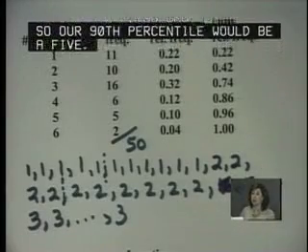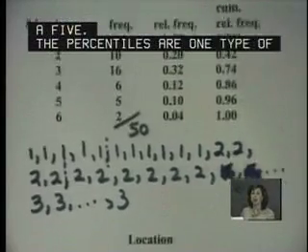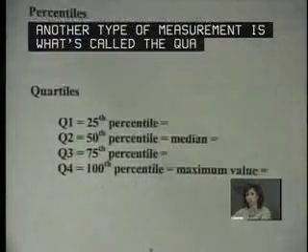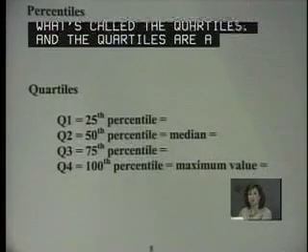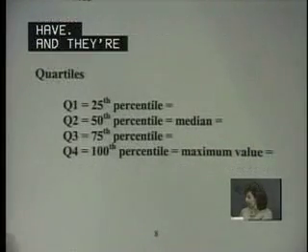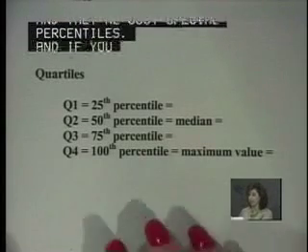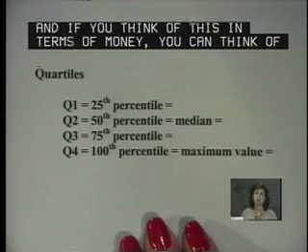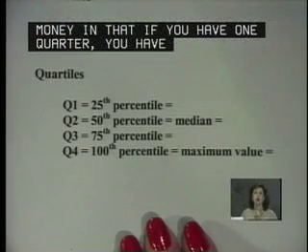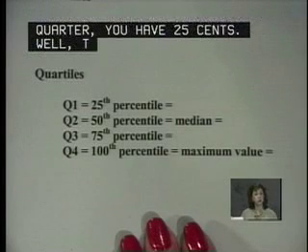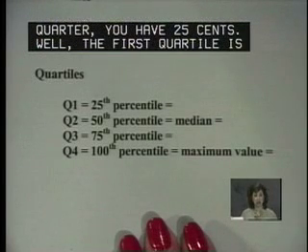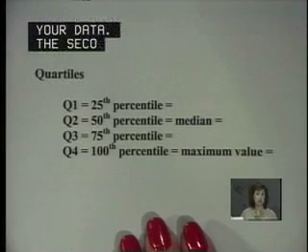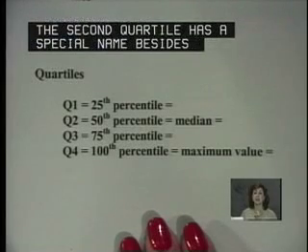The percentiles are one type of measure of location. Another type of measurement is what's called the quartiles. And the quartiles are just special percentiles. If you think of this in terms of money, if you have 1 quarter, you have 25 cents. Well, the first quartile is the 25th percentile of all of your data. The second quartile has a special name besides being the 50th percentile, and that's that it's the median.